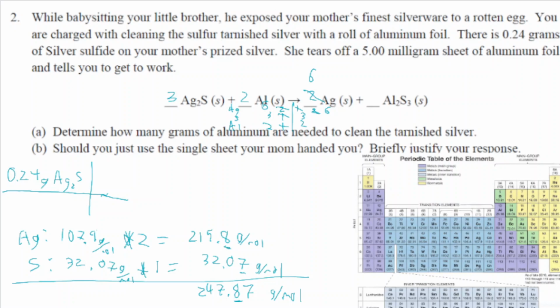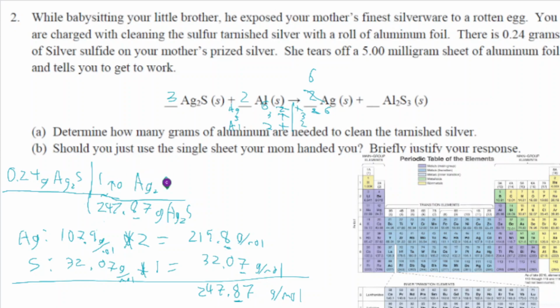So we'll be good down to that first 8. So now we're going to just plug this into our spot here in our railroad cross method. So we'll say 247.87 grams of silver sulfide for every 1 mole of silver sulfide.